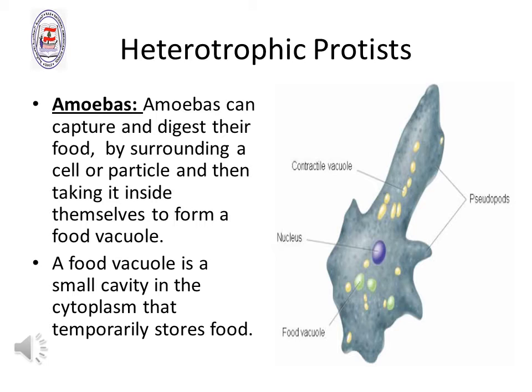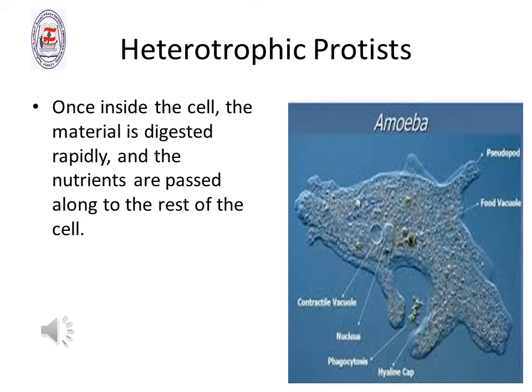Amoebas are a kind of heterotrophic protists. They capture and digest their food, first by surrounding the cell or particle, and then by taking it inside themselves to form a food vacuole, as you can see in the following figure. A food vacuole is a small cavity in the cytoplasm that temporarily stores food. Once inside the cell, the material is digested rapidly and the nutrients are passed to other organelles inside the cell in order for them to make energy.